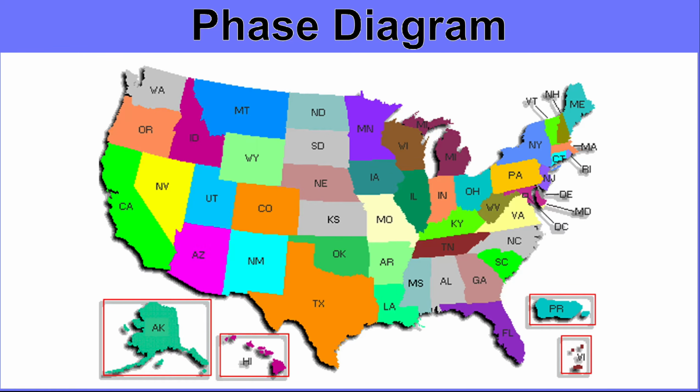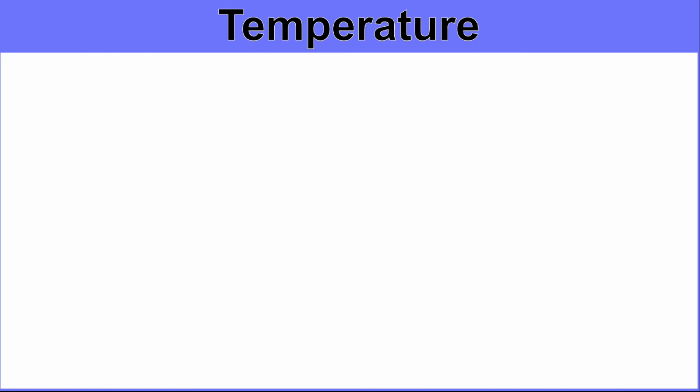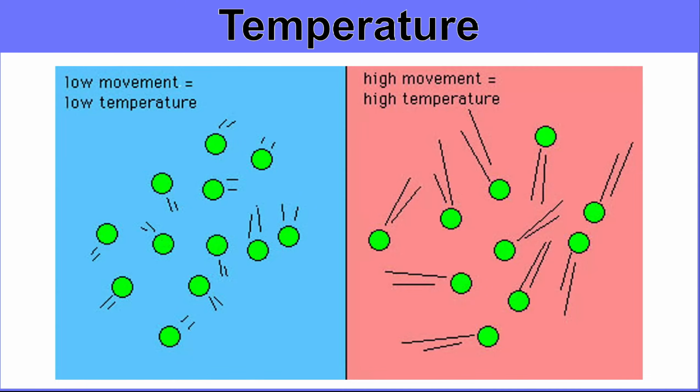So speaking of temperature, what is a temperature? Temperature is one of the fundamental quantities in science, which is the average kinetic energy of particles measured in Celsius, Kelvin, or Fahrenheit. So if you have high temperature, the molecules move fast, right? So there is higher kinetic energy.